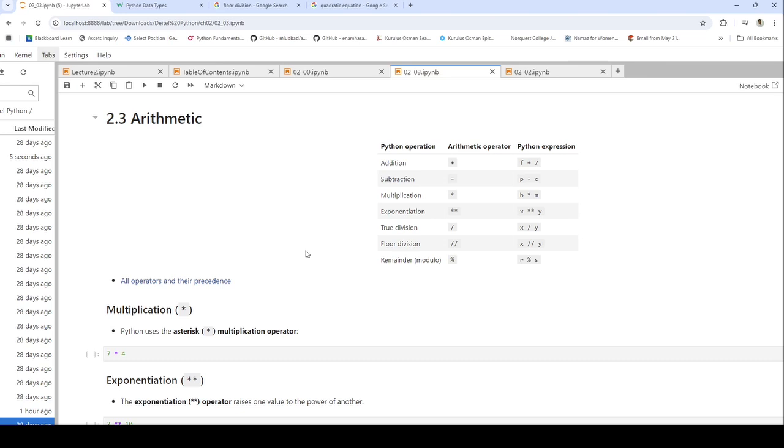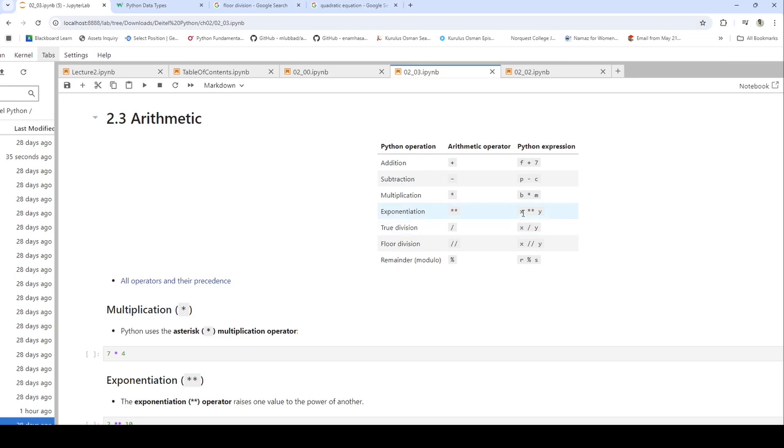Okay, so let's do some arithmetic in Python. We're at section 2.3. So these are all the arithmetic operators. We know them from math class, and let's say we have addition, subtraction, multiplication, exponentiation. We also used to call them power, like 2 raised to power 3 is 8. Here we see an example, x raised to the power y.